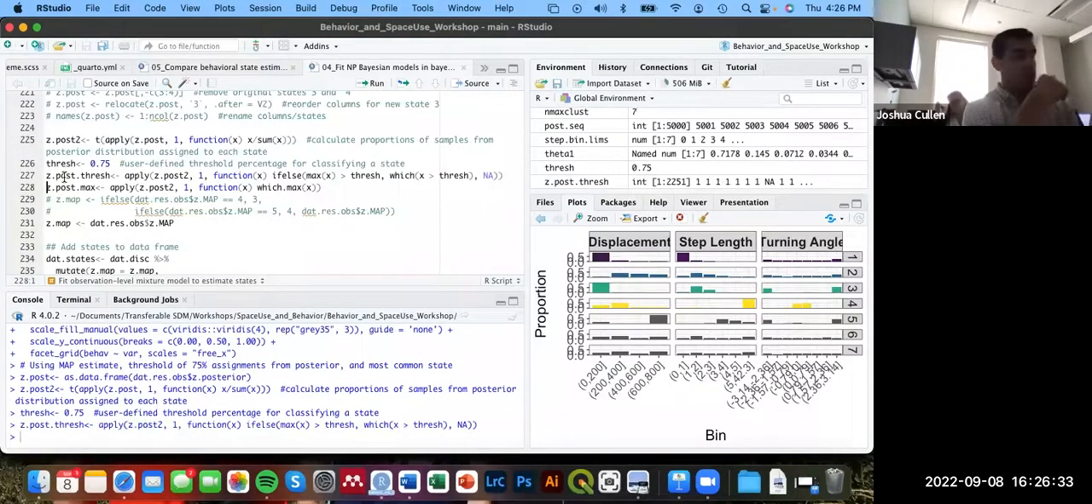Another way you could do this, like with the hidden Markov model, is to say what's the maximum probability, and I'm going to assign the maximum probability to that state. So if there are 5 states that are possible and one is represented 30% of the time and the rest are less than that, even though it's only 30% of the time of these iterations in this Bayesian model, that's the maximum. So that's where we're going to assign it.